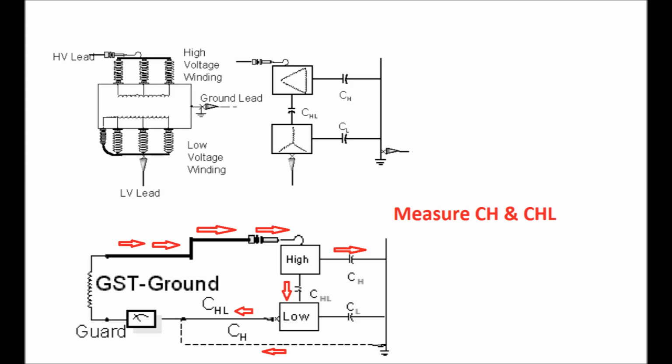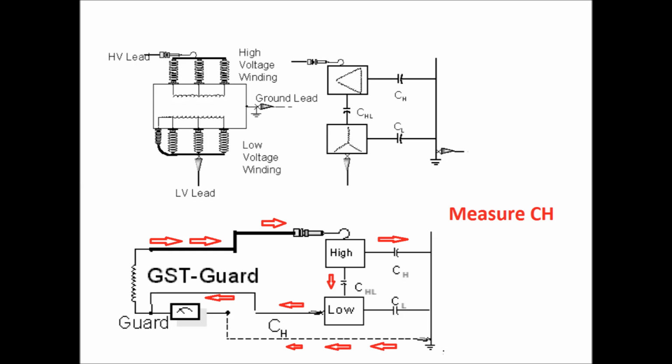There are two paths actually. One is from the high voltage winding to the ground, and another is from the high voltage winding to the low voltage winding. So both the currents are recorded in this method. The current through the capacitance formed by the high voltage winding and low voltage winding, and by the high voltage winding to earth, both are measured. So in this method, the capacitance which is measured is CH plus CHL.